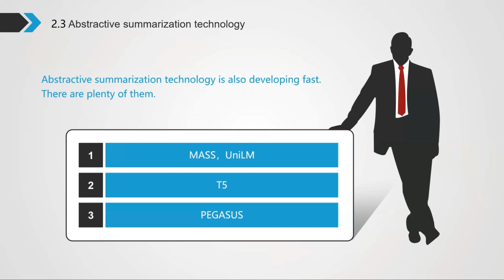Also, there are lots of abstractive summarization technologies, such as MASS, UniLM, T5, and PEGASUS. MASS uses the sequence-to-sequence structure and masking strategy to predict the next content. UniLM uses the masking technology. When solving the NLG problem, it uses the first part of the text to predict the next to train the model. The T5 model considers every NLP task as the text-to-text task. And PEGASUS uses sentence-level masking to predict the following content.